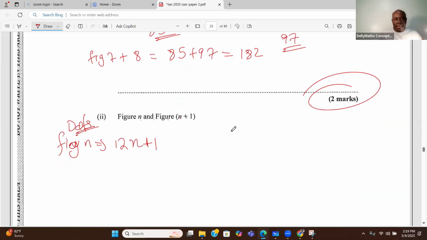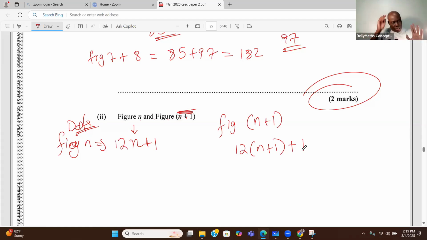And you want to add this to this one. Remember now, you're going to put the thing right there. So now this is for n. So let us do n plus 1 right here. I'm just calling this figure n plus 1. You're going to have 12 n plus 1 plus 1.